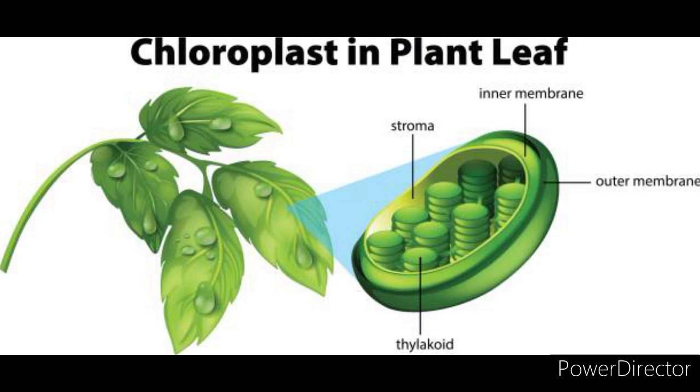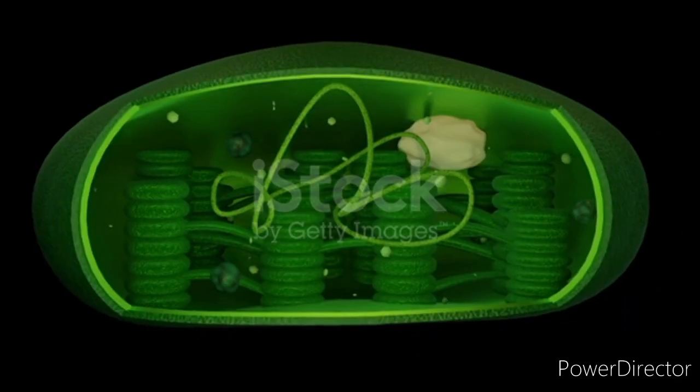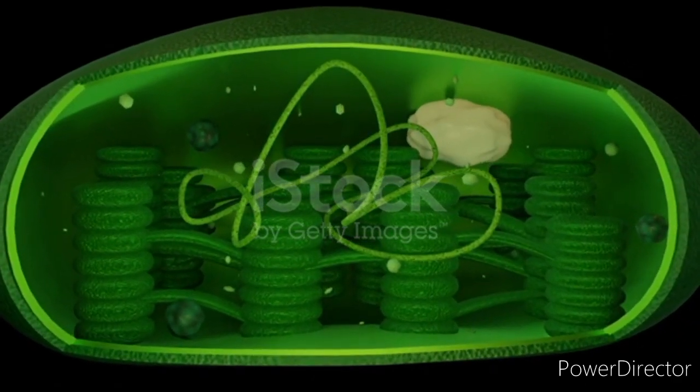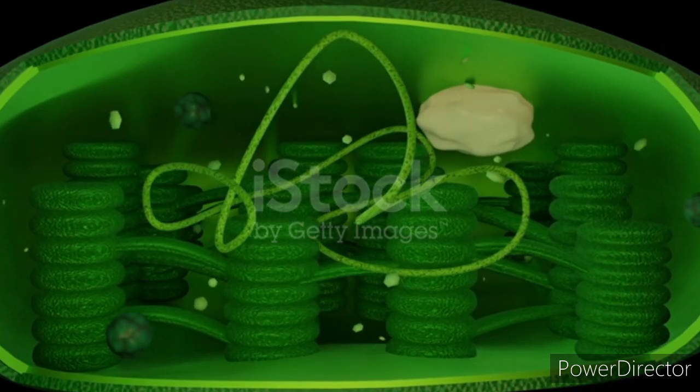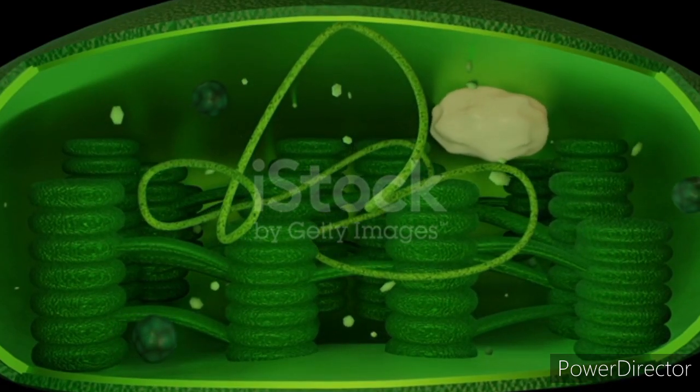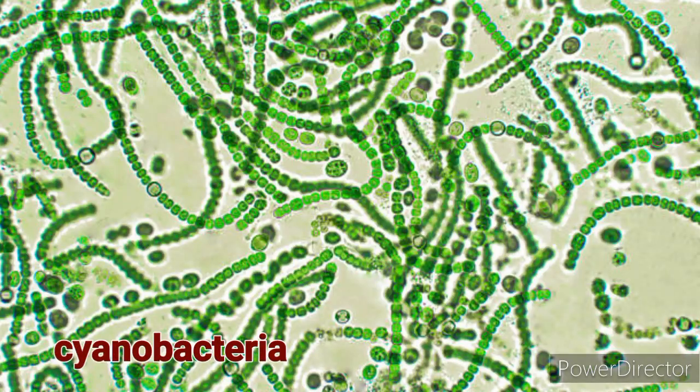Semi-autonomous organelles. Plastids have their own genetic material and machinery, allowing them to perform some cellular functions independently. This semi-autonomous nature suggests their evolutionary origin from endosymbiotic cyanobacteria.